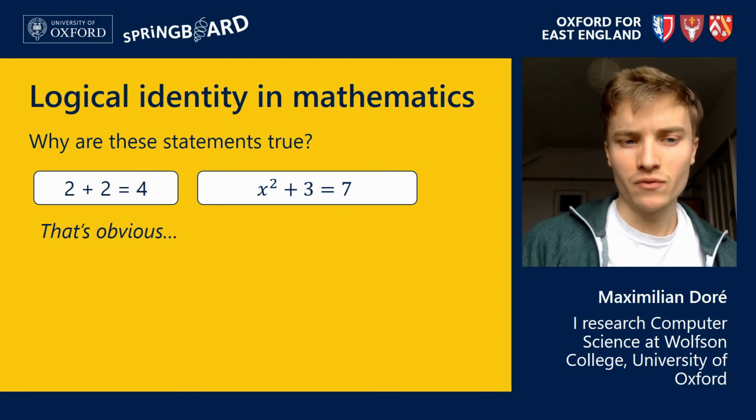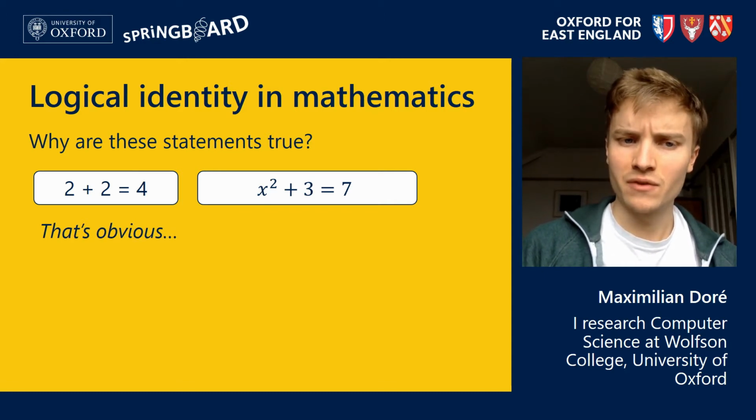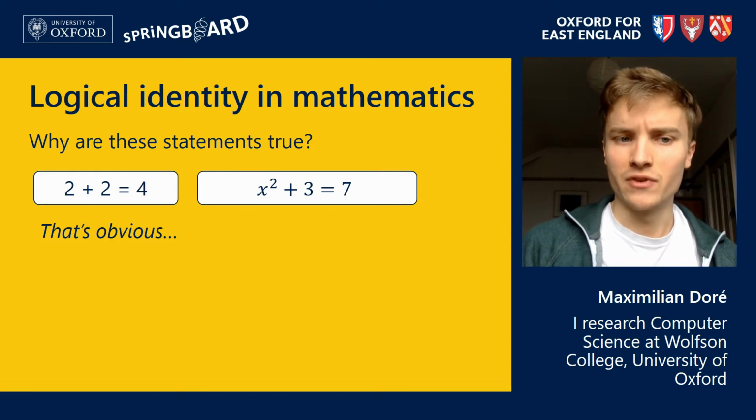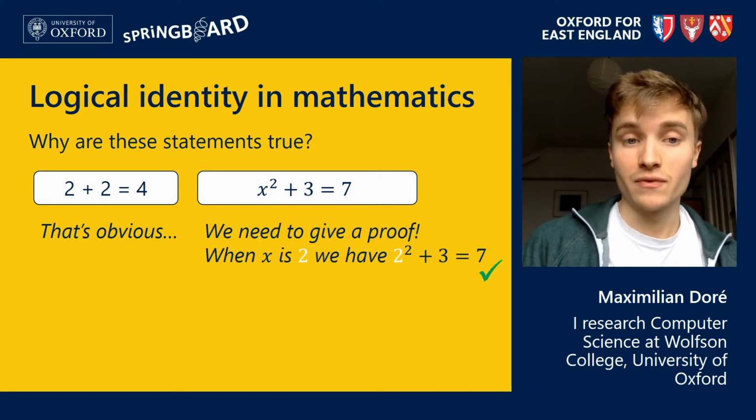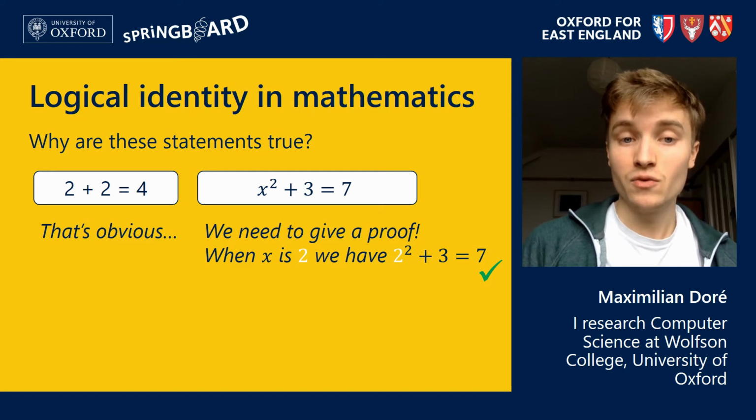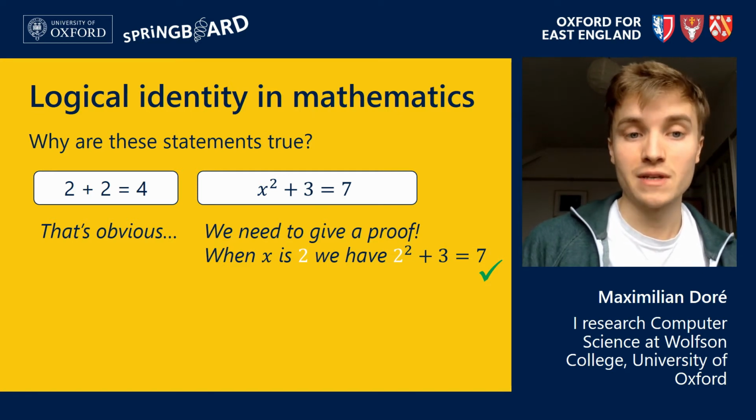And now if we look at the truth of these statements, we have a difference here, because 2 plus 2 equals 4, that's a pretty obvious statement, right? We can hardly prove that. It's just that 2 apples and 2 apples make 4 apples. For the second kind of equality statement, we actually need to do more work, because it's not at all obvious that this is a true statement.